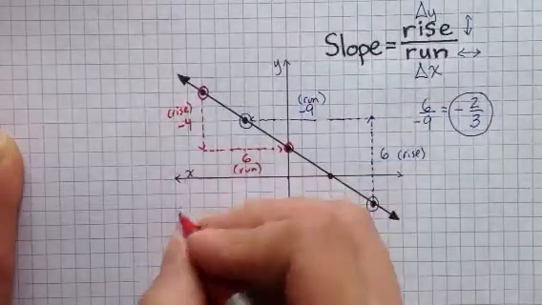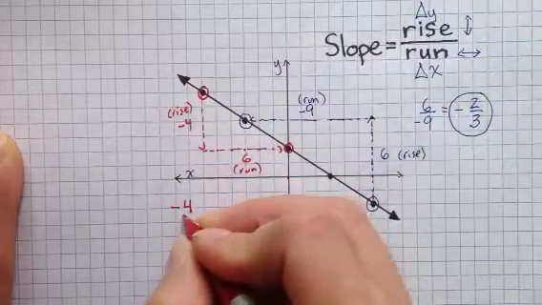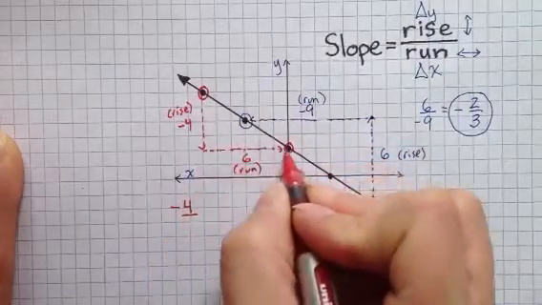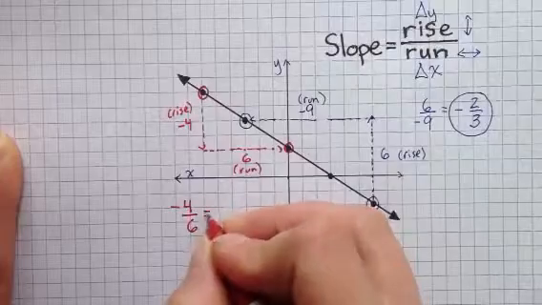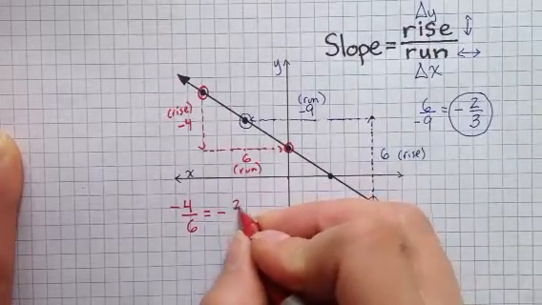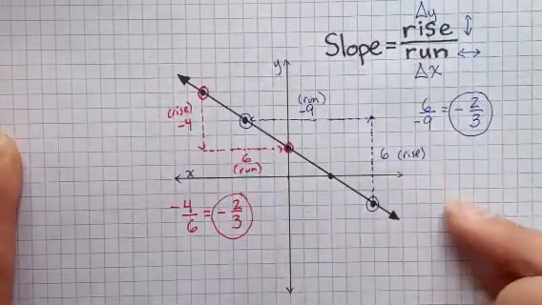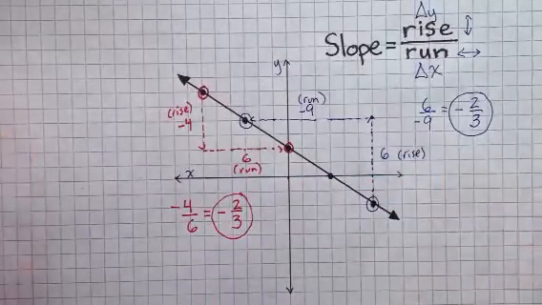Alright, and then I'm going to put it in a fraction. My rise, down 4, negative 4, and my run, right 6, positive 6. The negative goes out front, I simplify this on my fraction, on my calculator. If I want to double check, it's negative 2/3. So see, I get the same answer.